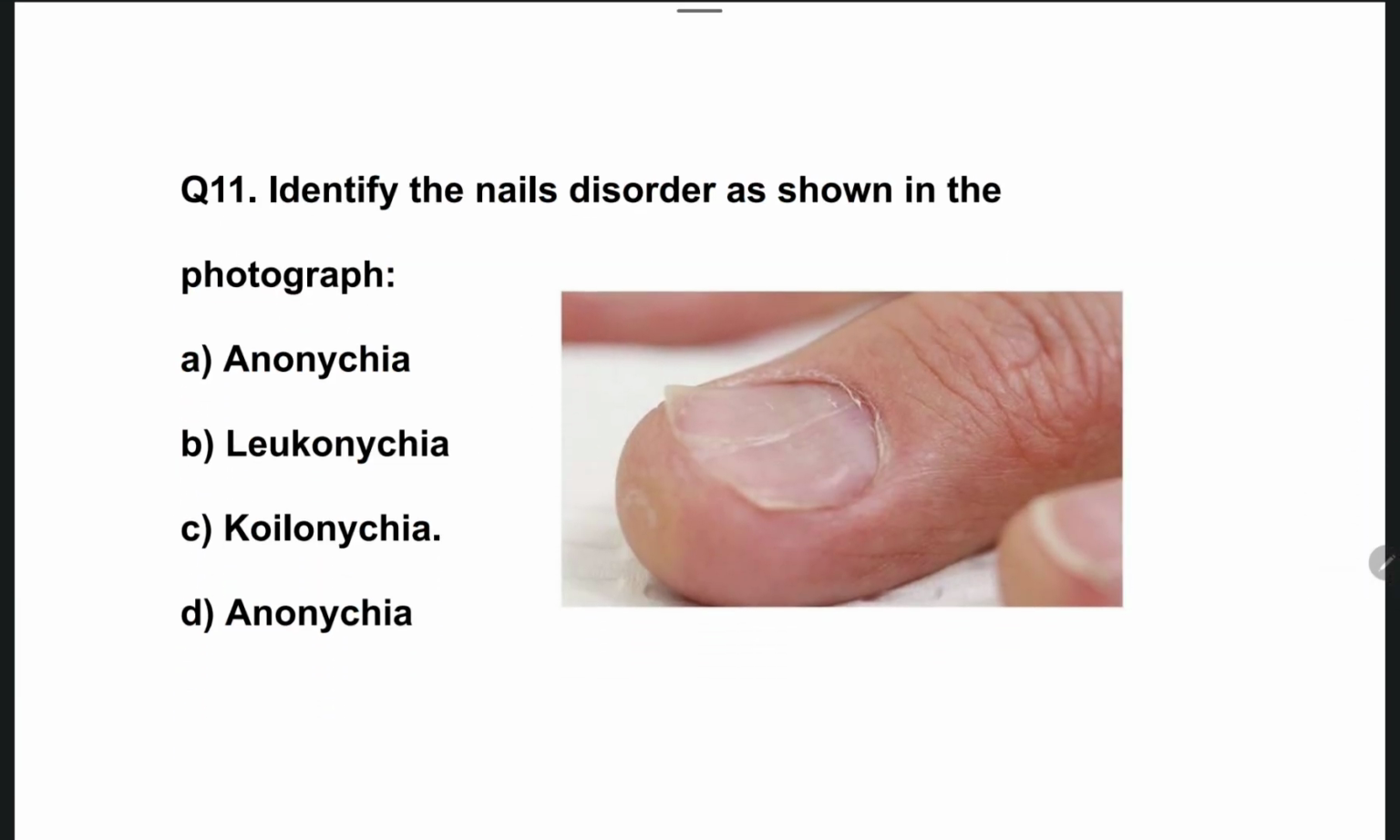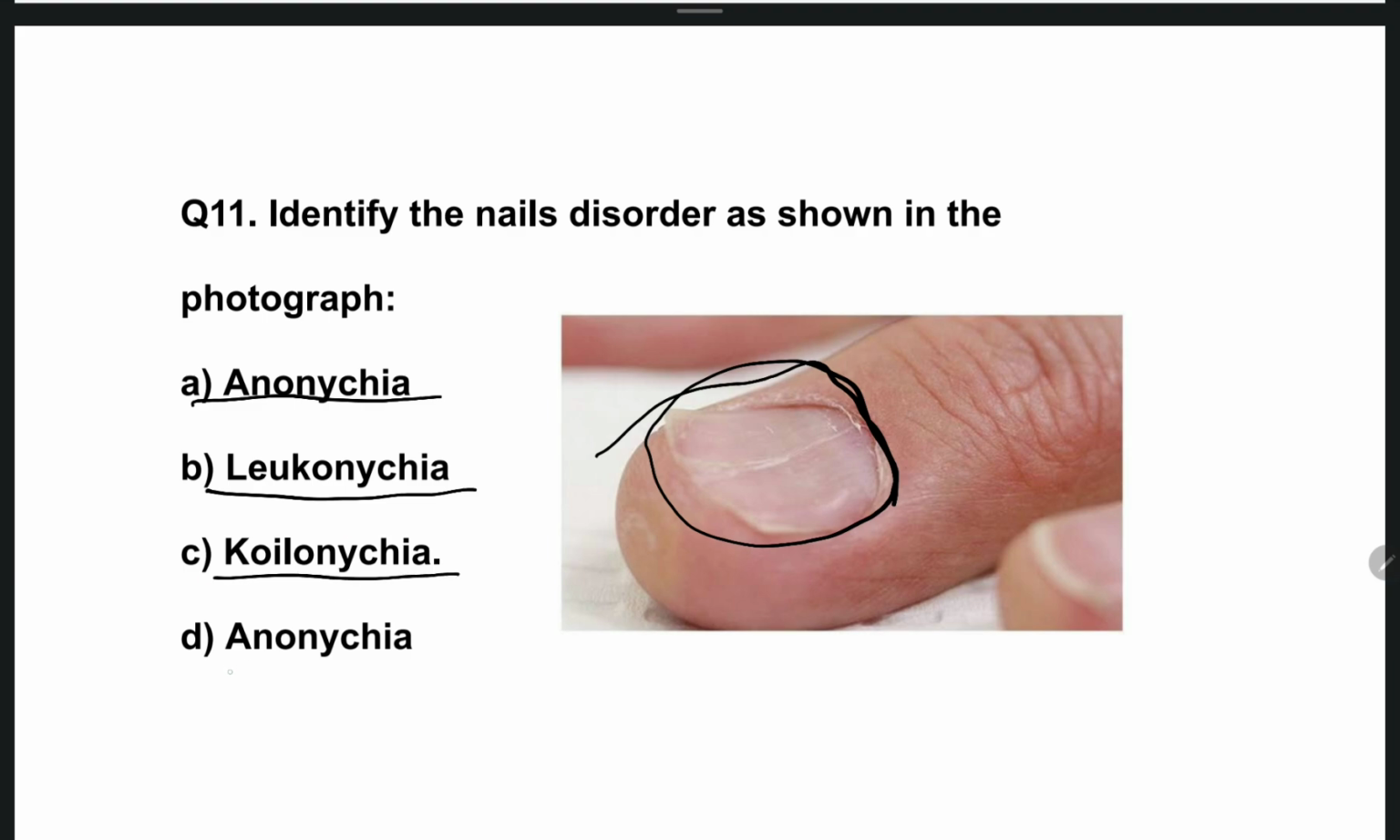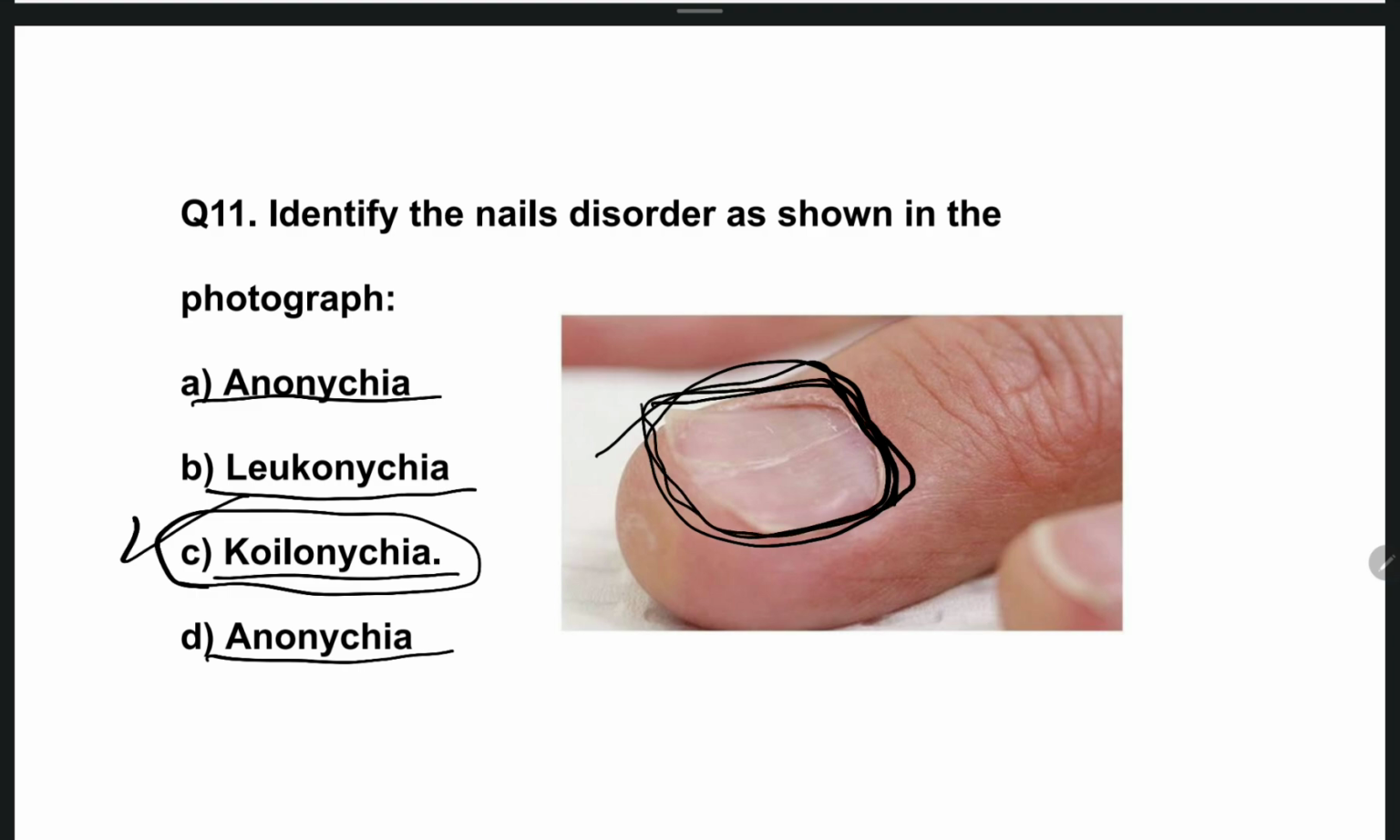The next question is, identify the nail disorder as shown in the photograph. So you can see the photograph, the nail which is abnormal. So this condition is known as, options are anonychia, leukonychia, koilonychia, onycholysis. The right one is option C, koilonychia. Okay, koilonychia is a condition where the nails are not normal. Okay, this condition is known as koilonychia.